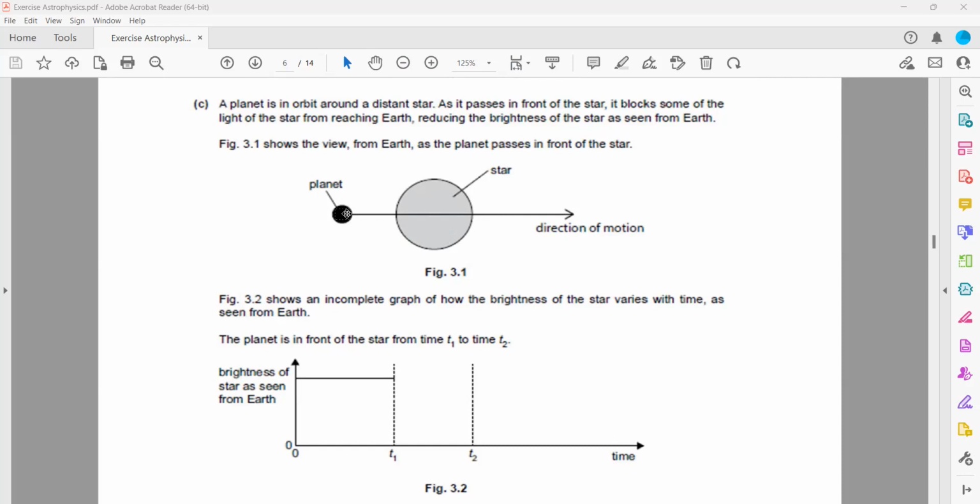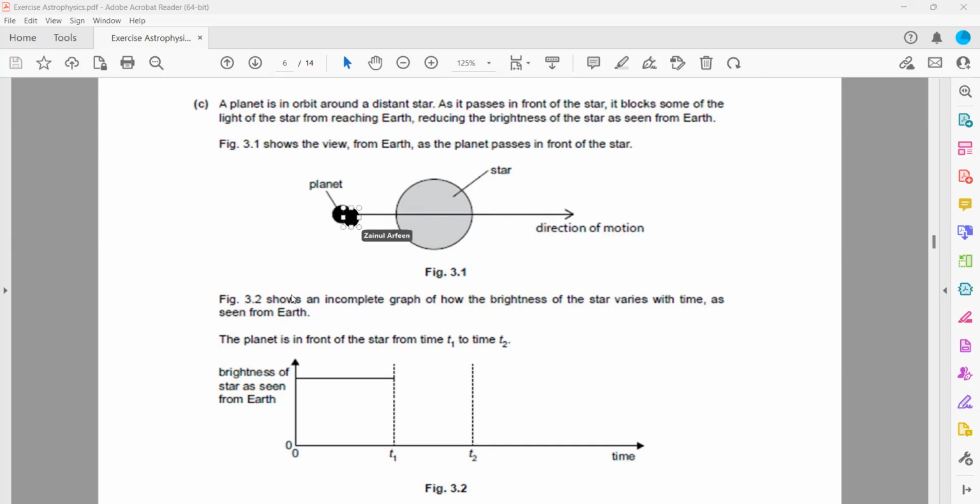When this planet starts to move, it will block some of the light. And then when it crosses, there is more light. Say we are observing on your screen, a star giving out light, but when the planet moves in front of this star, the amount of light which you receive starts to decrease, and then it will increase.